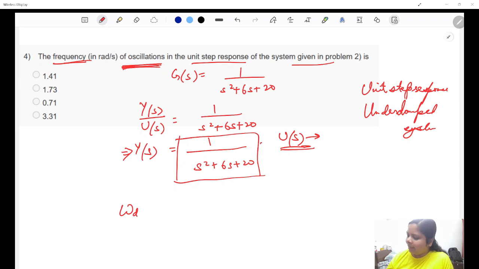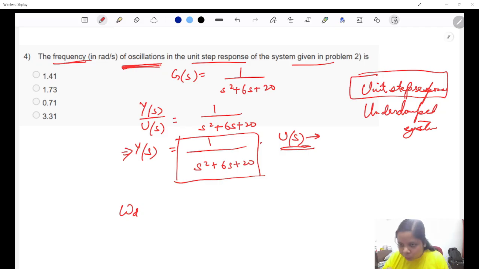Okay? From there we arrived at this transfer function, right? Do remember, it is unit step response and it is not any other response. It is not unit ramp, it is not any unit impulse or any other thing. It is just unit step response for under damped system.